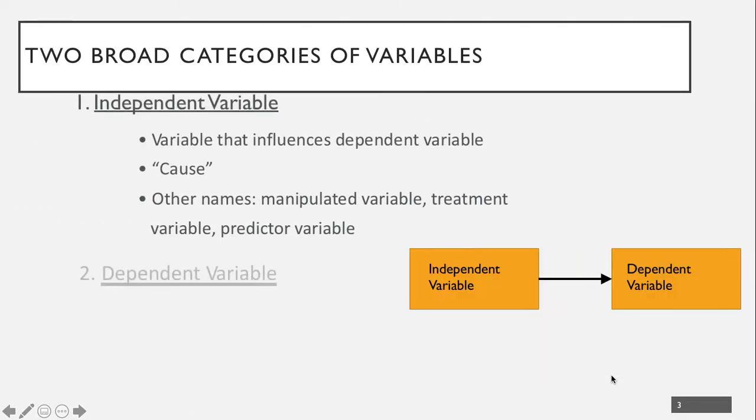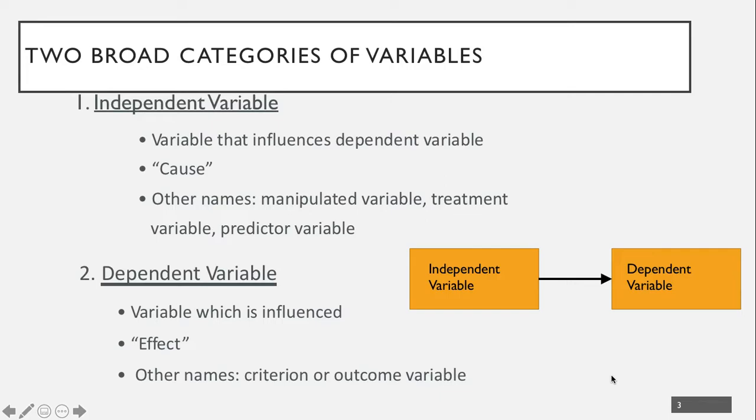So, there are two broad categories of variables. There is the independent variable and the dependent variable. The independent variable is thought of as the cause of the dependent variable. The dependent variable depends on what happens with the independent variable. Some other names of the independent variable include manipulated variable, treatment variable, predictor variable. And some other names of the dependent variable are criterion or outcome variable. If you look over here, we have a visual. The independent variable leads to the dependent variable.